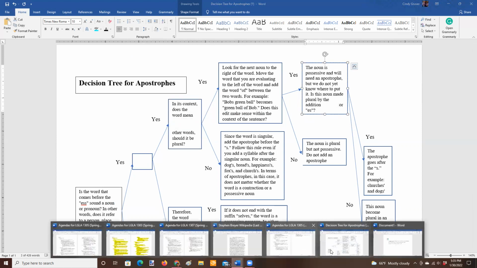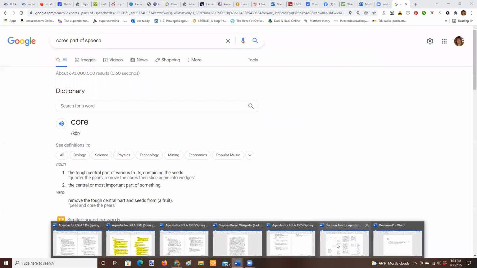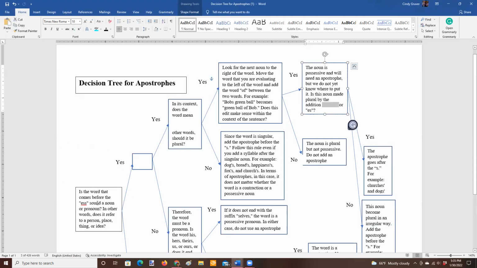Okay, so now we're going to do our second sentence. The apple's core was browned with age. We know this word apples is singular because you have one core. It means you have to have exactly one apple. So let's go back to our chart here. Is the word, well, we know that this part still remains the same. Yes, apples is a noun.